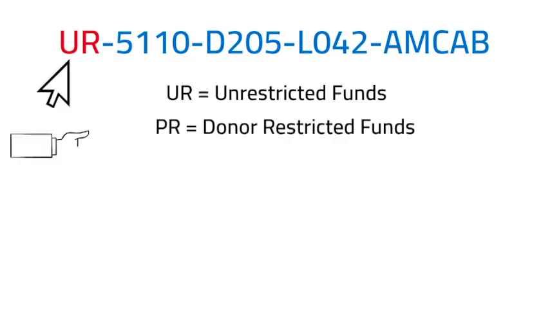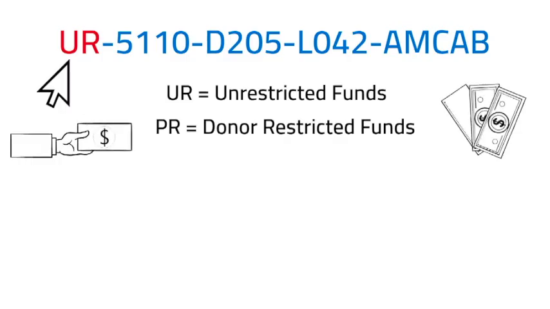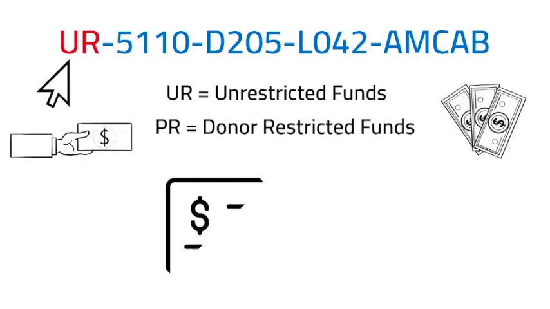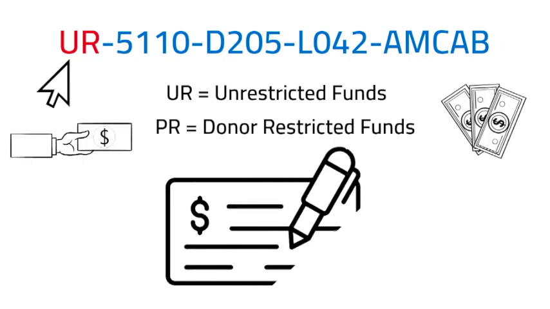A donor can restrict incoming funds by putting a time restriction on when the funds can be used, or also a purpose restriction on how the funds can be used. For instance, if a donor writes a check and writes Johnny's house in the memo, that means that there is a restriction on how the funds can be used. The donor has designated that for use with Johnny's house, so it will say PR.